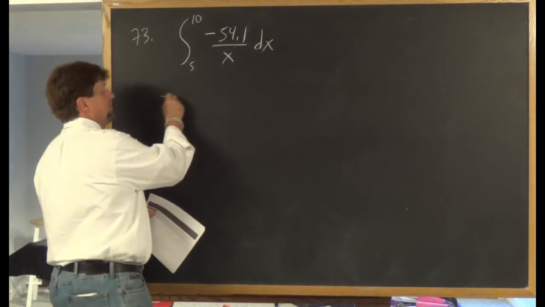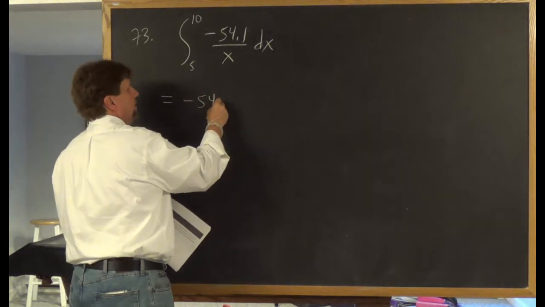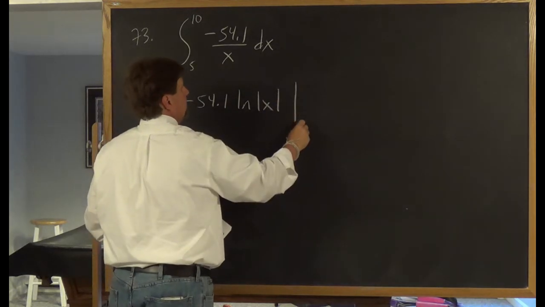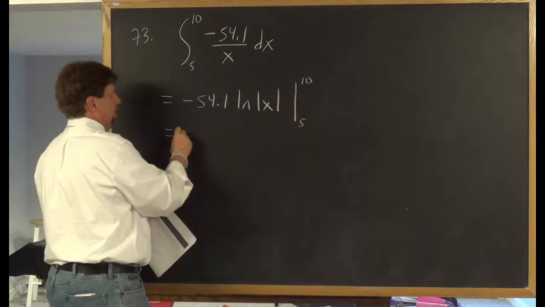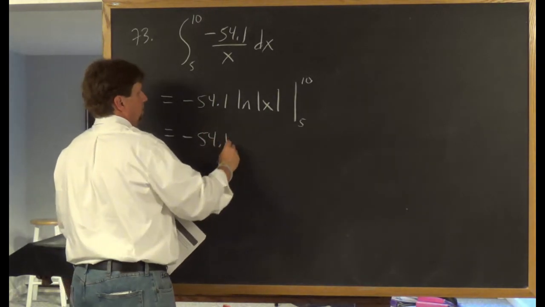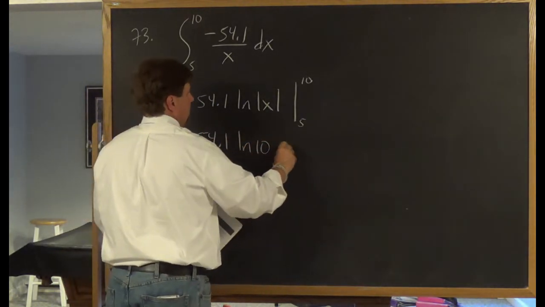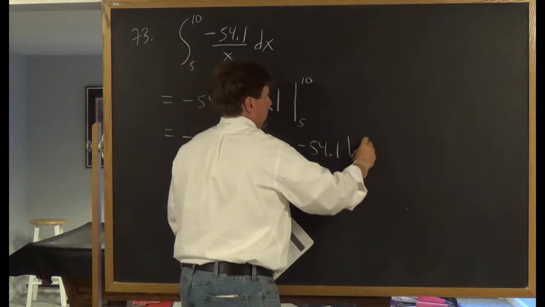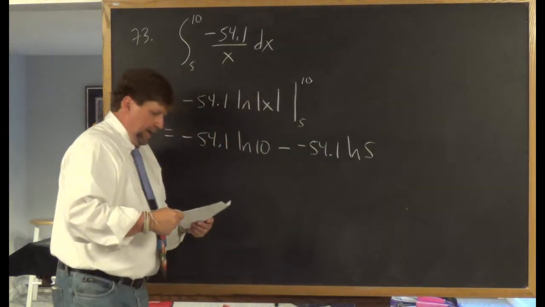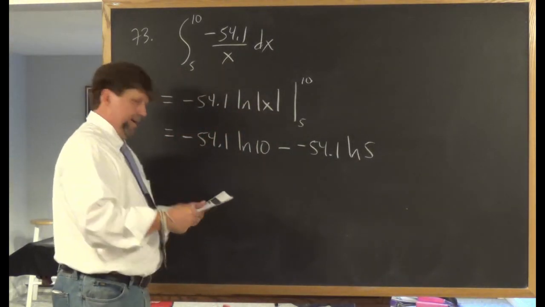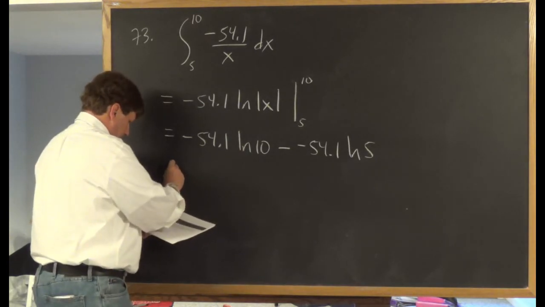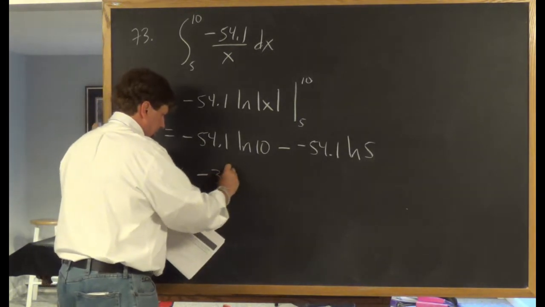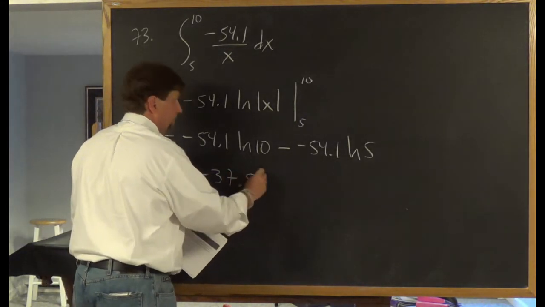And quite simply, the antiderivative is negative 54.1 ln absolute value of x, evaluated from 5 to 10, so that's negative 54.1 times the natural log of 10, minus negative 54.1 times the natural log of 5. And when you crank this through the calculator, or at least when I crank it through the calculator, I get a number that's pretty close to negative 37.5.